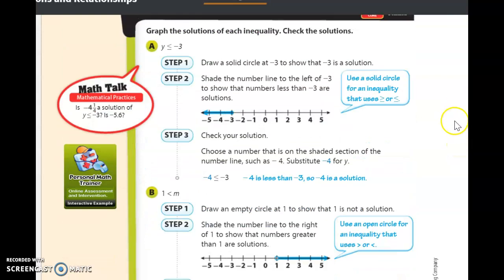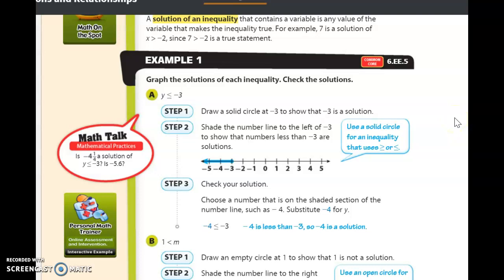Example 1. Graph the solutions of each inequality and check the solutions. So part A, we have y is less than or equal to -3. Because we know y can be -3, this part here is important. We're going to draw a solid circle at -3, and that shows that -3 could be a solution. So down here, they drew a solid circle at -3. Then y could be any number less than that, so we're going to color in any number less than that on our number line. That means any number that falls in that shaded section could be an answer for y.